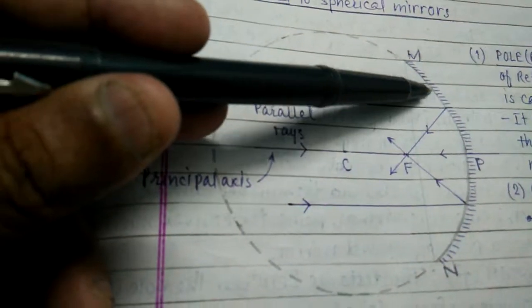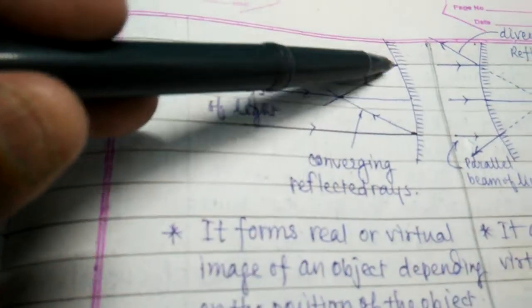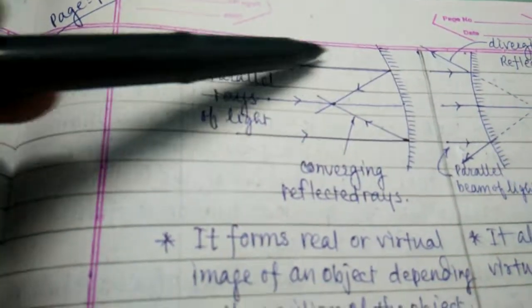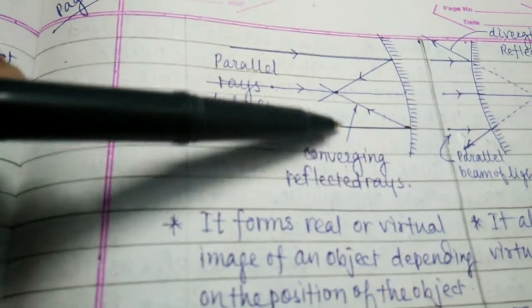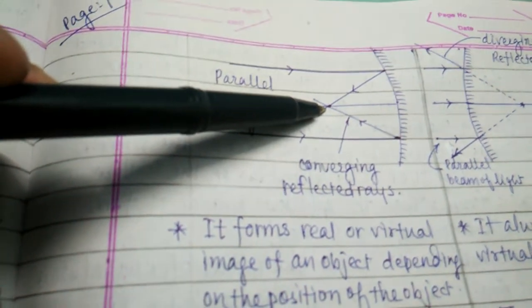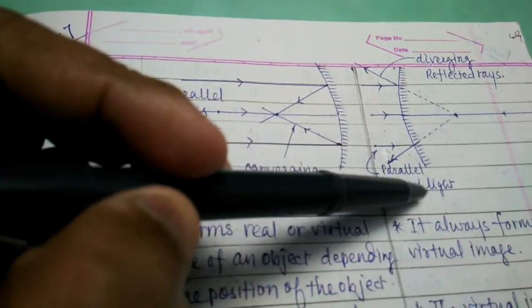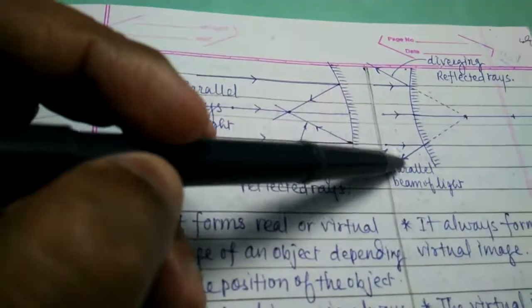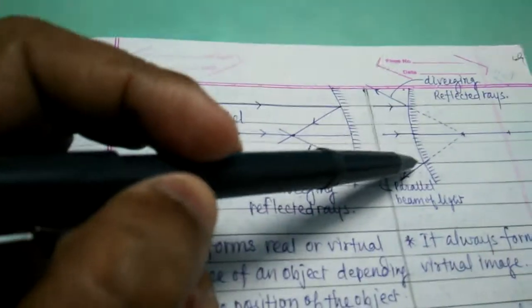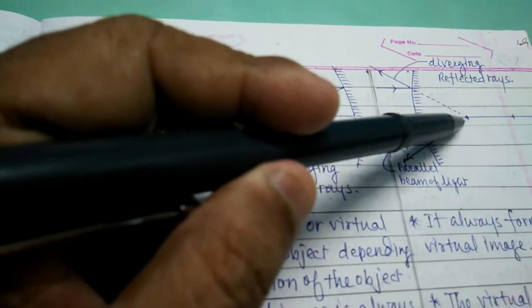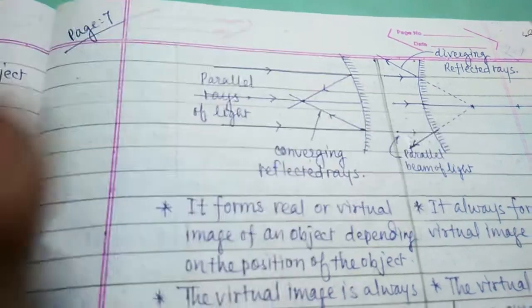So from this, this is the concave mirror, and these are the parallel rays when incident on the mirror, and after reflection they meet at a point. It is called the focal point F. And this is the convex mirror, and the parallel rays incident and after reflection they diverge, but if we extend backward they appear to meet at a point. It is called the principal focus of the convex mirror.